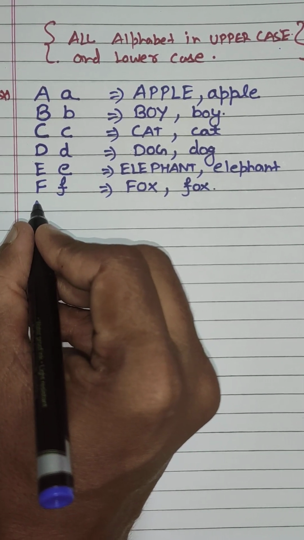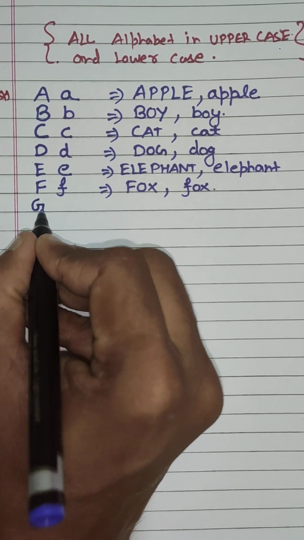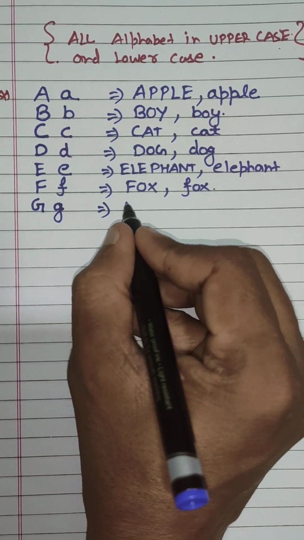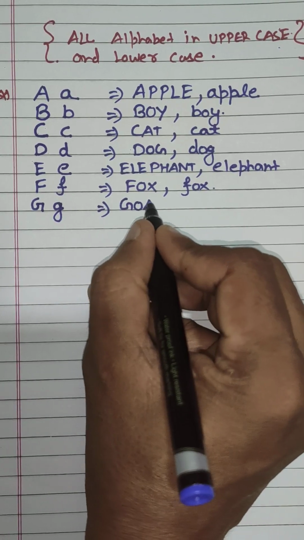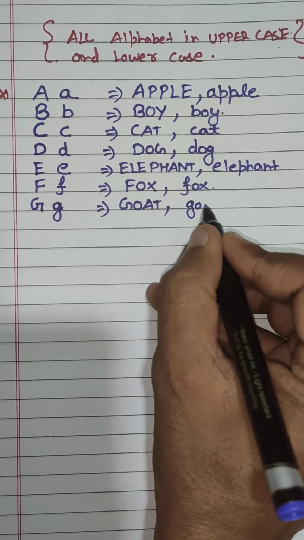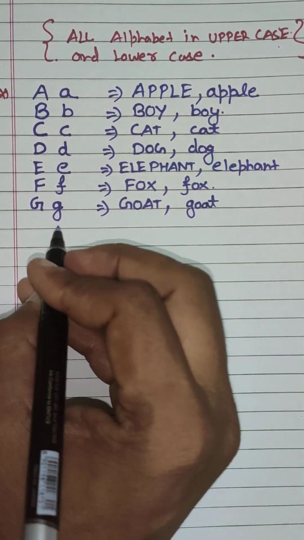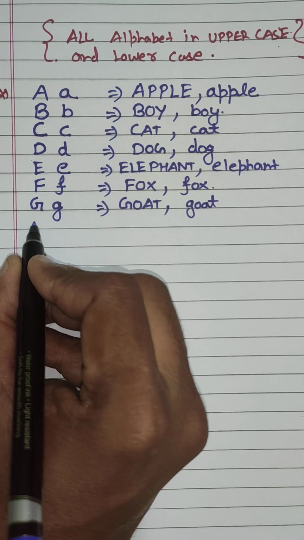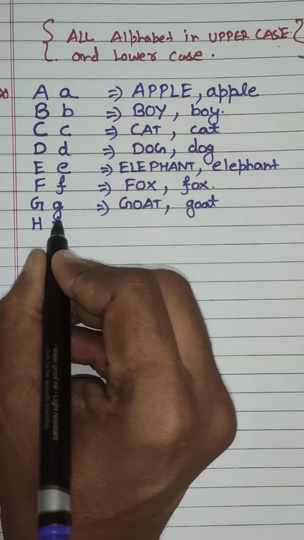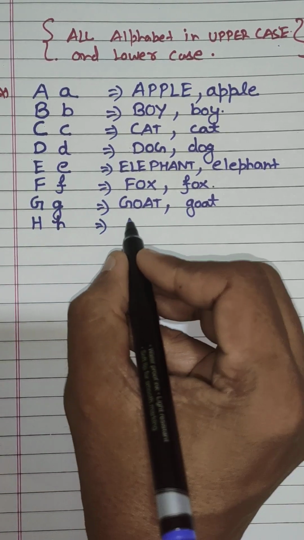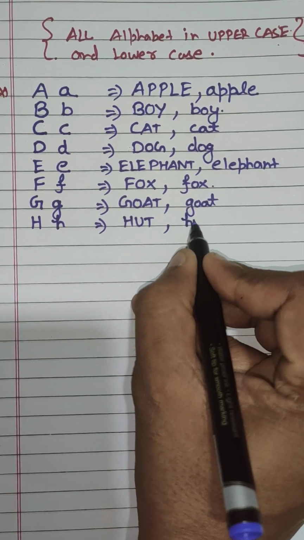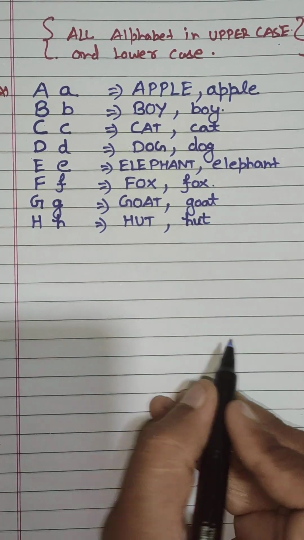Then again in uppercase we will write G, and in lowercase this will be g. G for goat. Goat. Then again capital uppercase H, and then small h. H for hut. Hut.